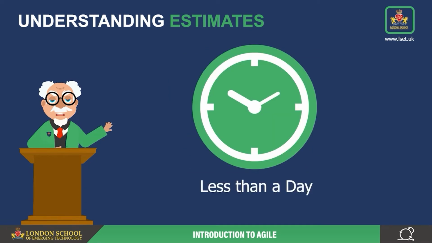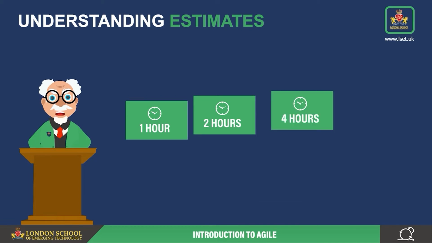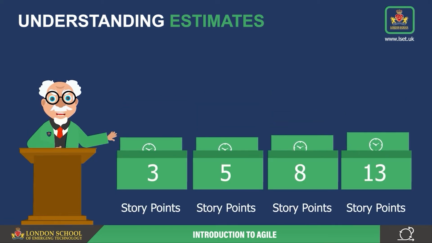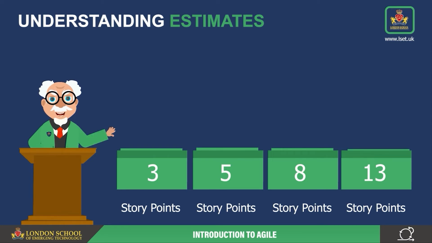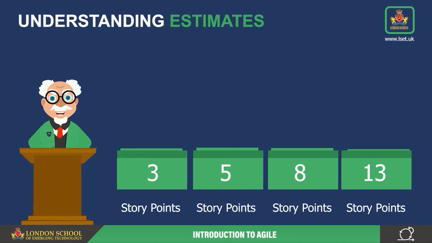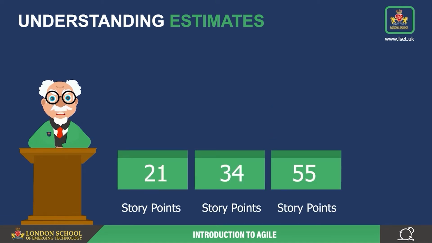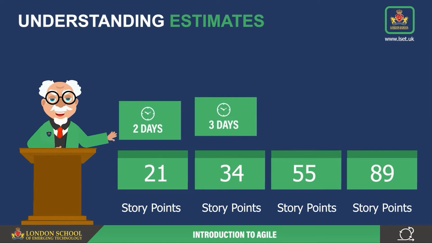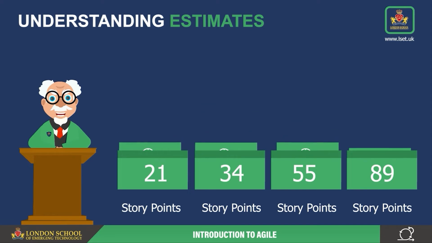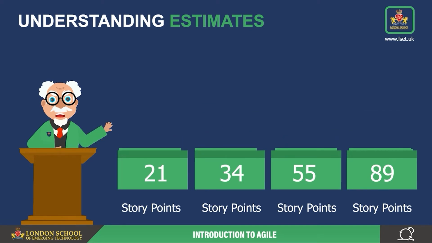Things that take less than a day, for example, will take 1 hour, 2 hours, 4 hours, or 8 hours to complete. Each item will fall into one of those buckets. For example, there will be no 3-hour estimates. Items that take 3 hours would fall into the 4-hour category. The estimated time for larger items will be 2 days, 3 days, 5 days, or 10 days. All estimates in between will fall into the next larger bucket.